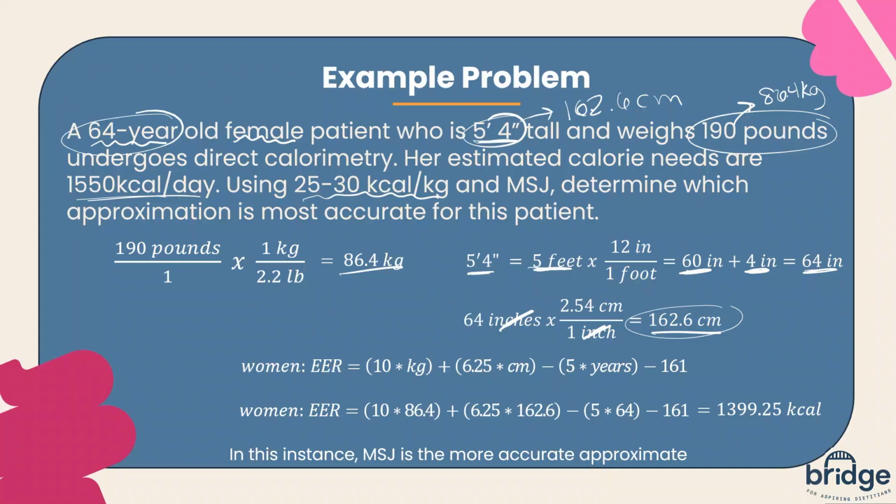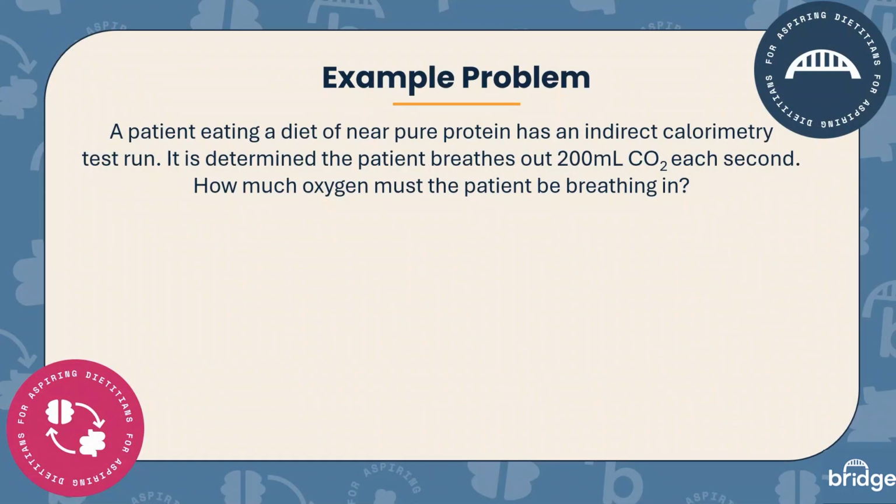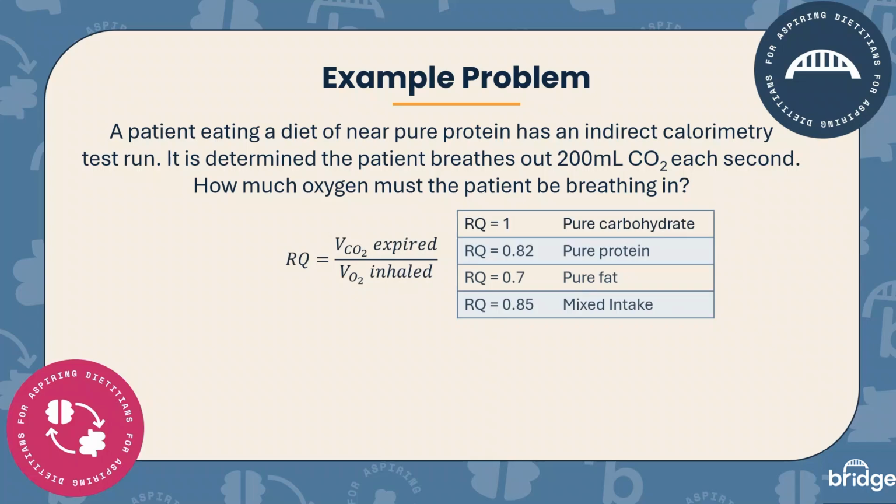Let's try one more. This problem says that we have a patient eating a diet of near pure protein and has an indirect calorimetry test run. From that test, it's determined that the patient breathes out 200 milliliters of carbon dioxide each second. How much oxygen must the patient be breathing in? This is a tricky one. You need to know the RQ formula, which is the volume of CO2 breathed out divided by the volume of oxygen breathed in. Since we're talking pure protein here, we have an RQ value of 0.82. With that, you should be able to identify your values and plug them in.